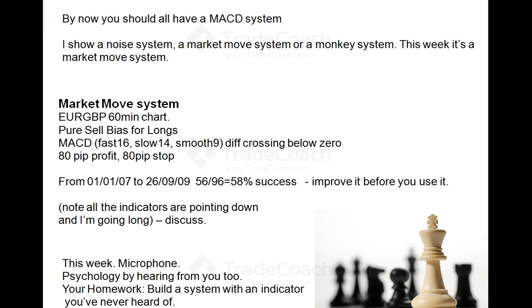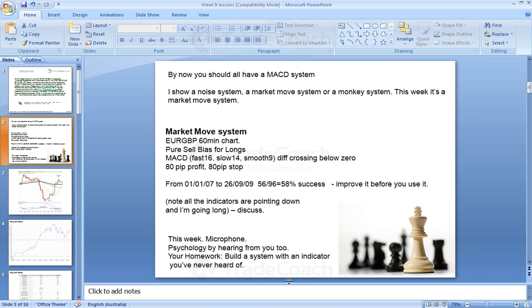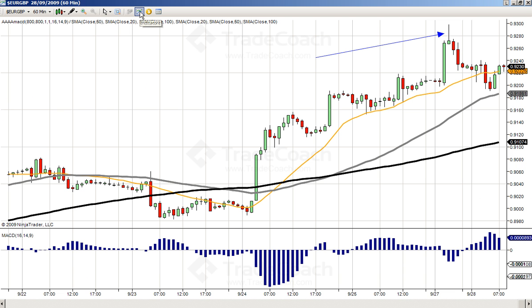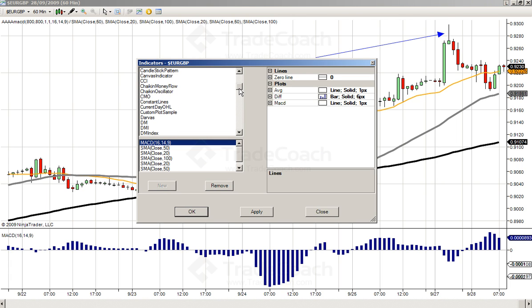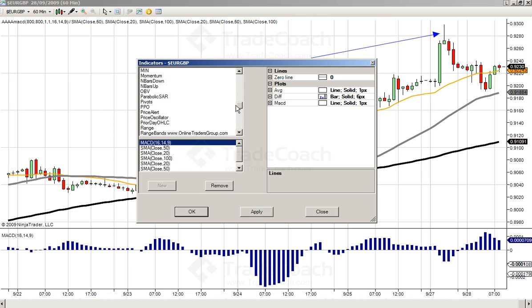It's because I want to make you think a bit. I want you, in your drop-down box, so I'm going to bring up a chart now and show what I want you to do. Up the top here, as you would know, I want you to scroll down through your list, and you will notice probably 70% of them you've never heard of. And I want you to find one you've never heard of and build a trading system with it.